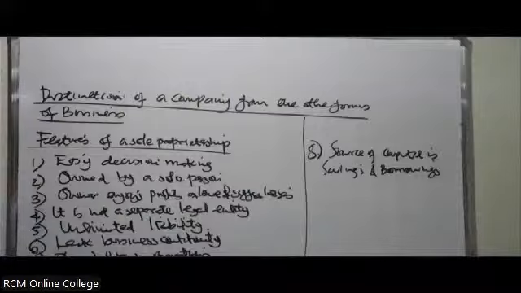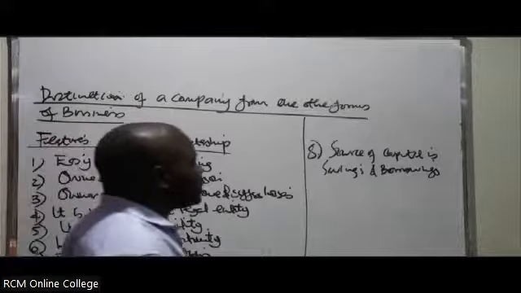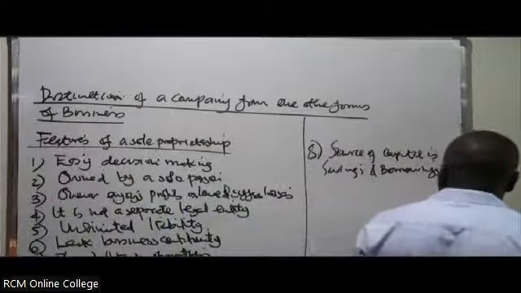A sole proprietor. I can see Kundu says there is one-man control. So the principle in this case is one-man control, exactly owned by a sole person. So this happens to be part of the key features about a sole proprietor.